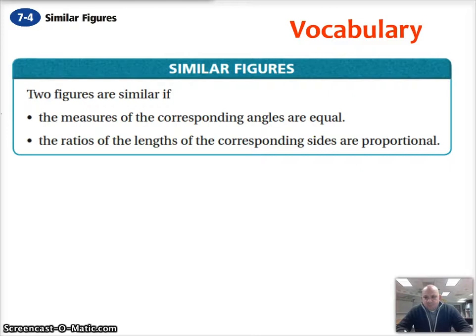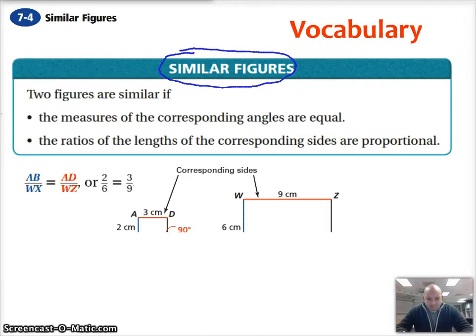Next vocabulary term is similar figures. Two figures are similar if the measures of the corresponding angles are equal. That means if we take a look at matching angles, that they are identical. They are the same measure. And ratios of the lengths of the corresponding sides are proportional. Let's take a look at what I mean.